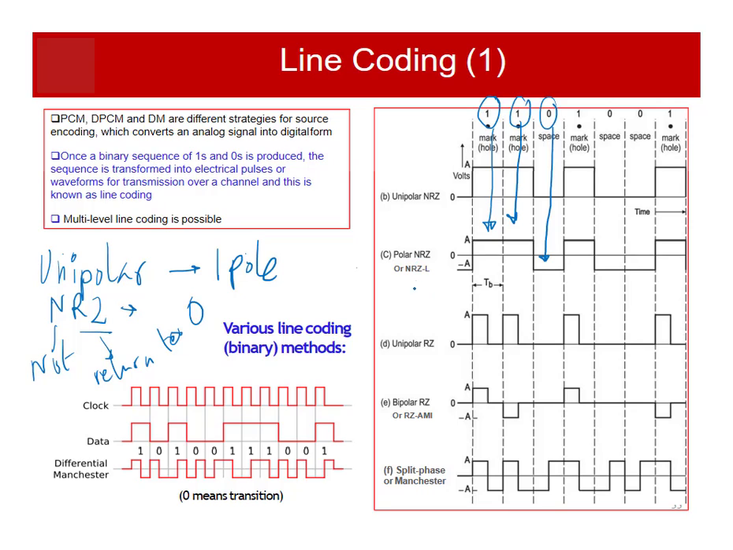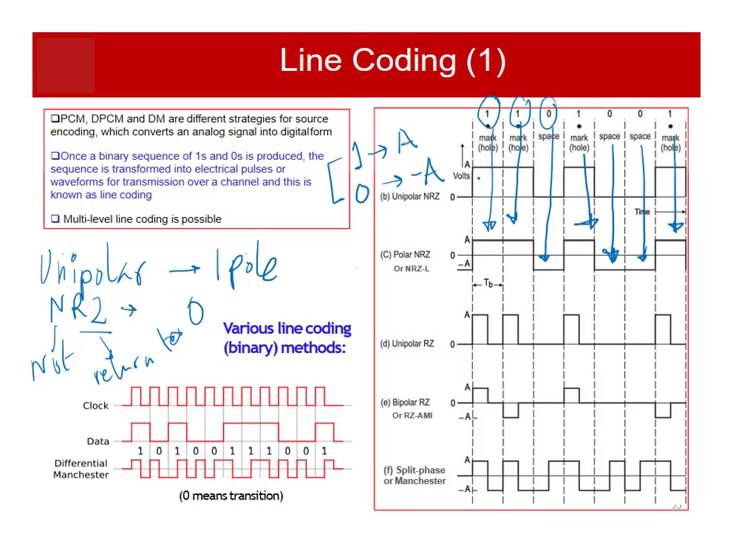So now you have two poles. For bit 1 you have an amplitude of A, for bit 0 you have an amplitude of minus A. So now it is polar. There are two poles, it is polar. Again, for 1 you have high amplitude, for 0 you have low amplitude, minus A. That's why it is called polar.